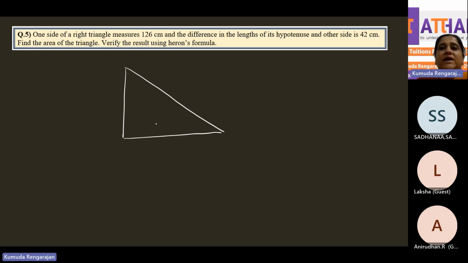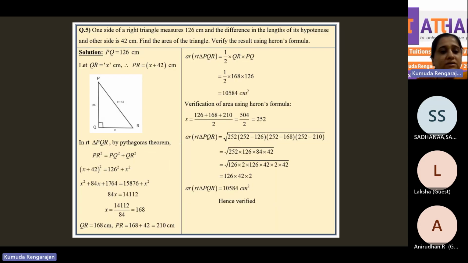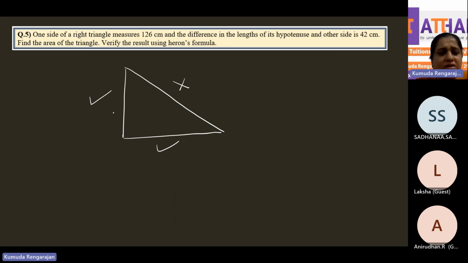One side of a right triangle measures 126 centimeters. So it is not the hypotenuse. You can mark this one or this one, anything you can mark. I've taken this as 126 in my figure. Then what is given? The difference in length of its hypotenuse and the other side is 42. That is, the difference between this side and this side is 42.